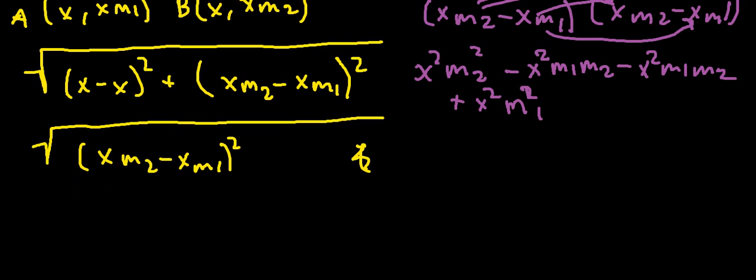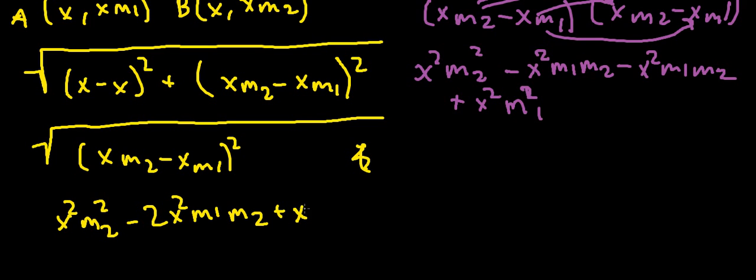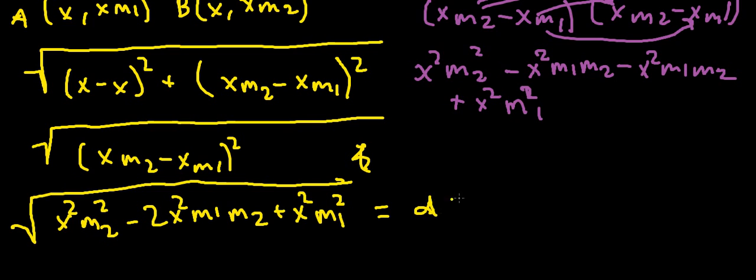So let me write it back in yellow. Oops, didn't mean to do that. So we're going to get x squared m2 squared minus 2x squared m1 m2 plus x squared m1 squared. And this is all under the square root, and this is the distance from A to B.